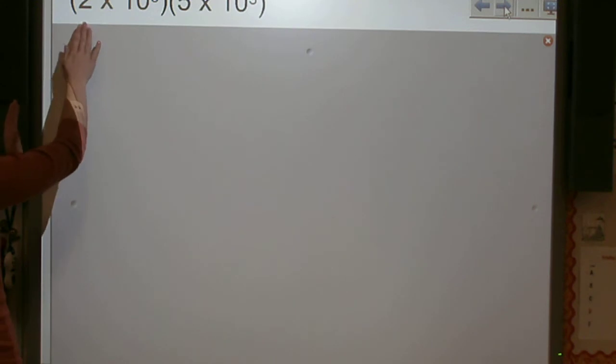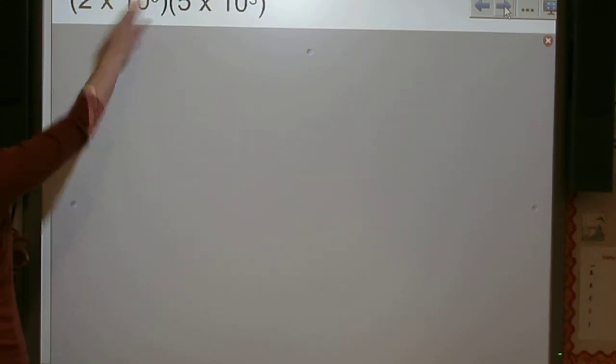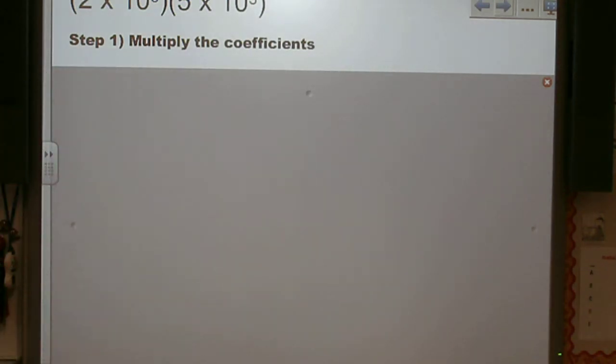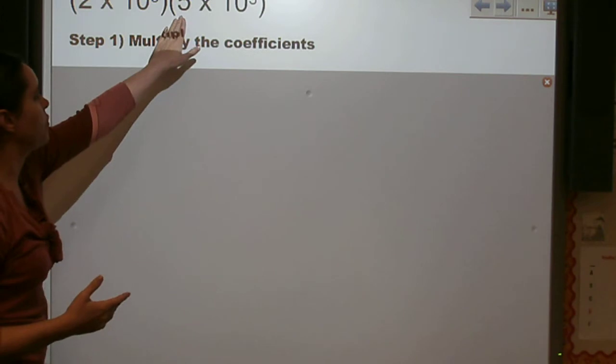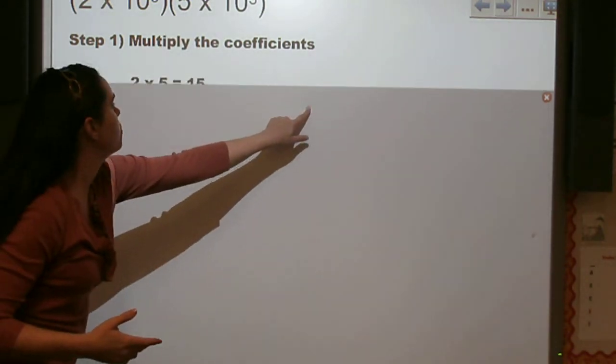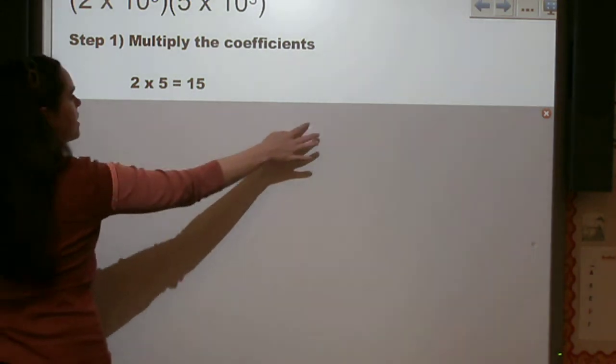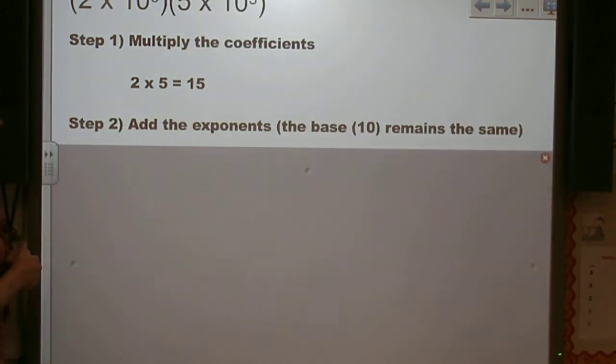The 2 is the coefficient, the 10 is the base, the 3 is the exponent. Okay? So step 1, you're going to want to multiply the coefficients. So the 2 and the 5 are your coefficients, so you're going to want to multiply those two numbers together and get 15.